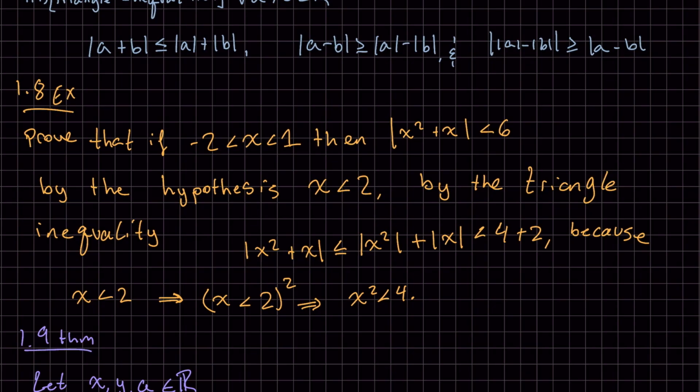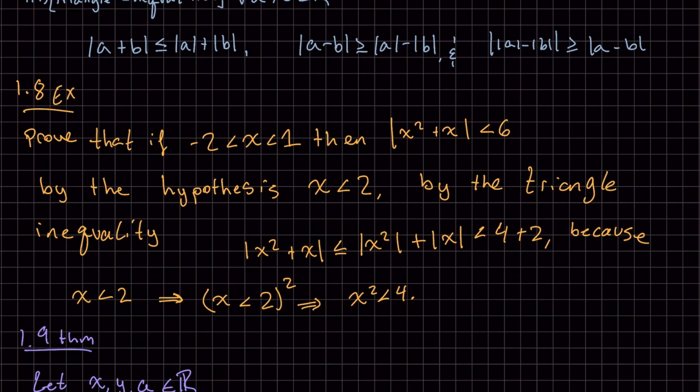So here we have an example that uses these properties, 1.8. Prove that if negative 2 is less than x is less than 1, strictly, then the absolute value of x squared plus x is less than 6. So by the hypothesis, the absolute value of x is less than 2 because x is strictly less than 1, which means it also has to be greater than negative 2.